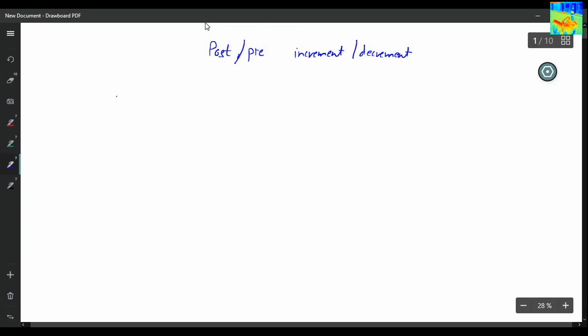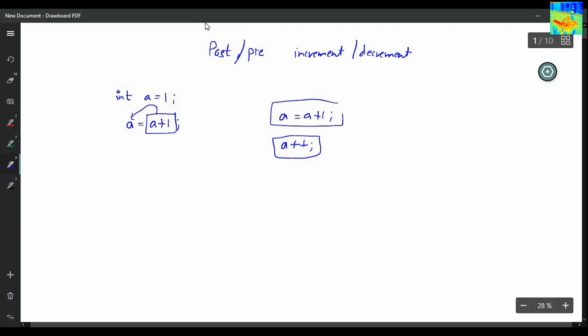Okay, so suppose I am having int a equals 1. So, if I write a equals a plus 1, the value of a will be incremented by 1. We have seen this in flowchart and pseudocode. So, the value of a will be incremented to 1. Okay. Now, instead of writing a equals a plus 1, I can also write a plus plus. They both are same, okay? They both are same.